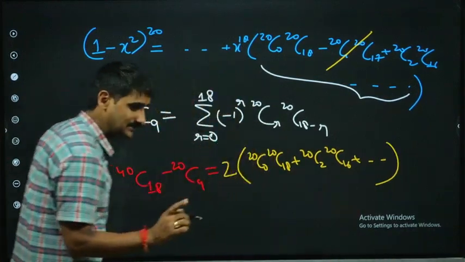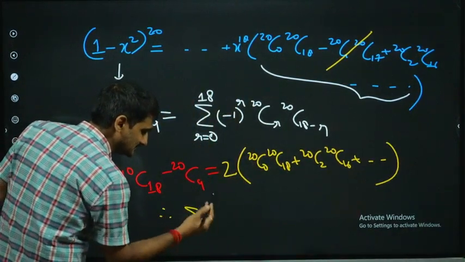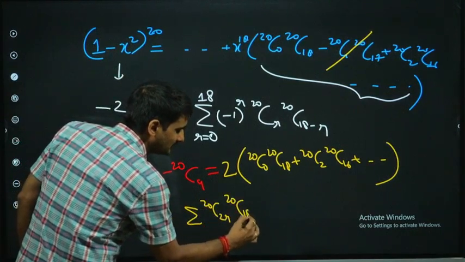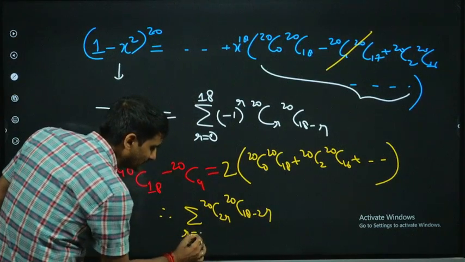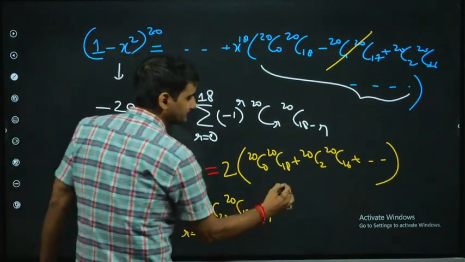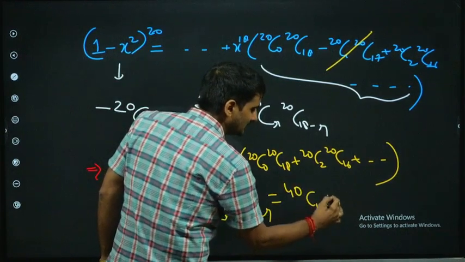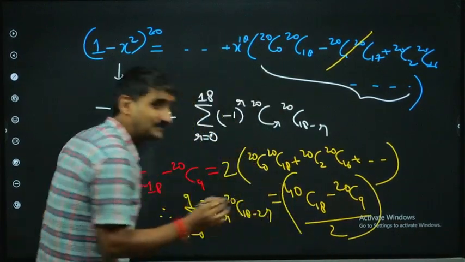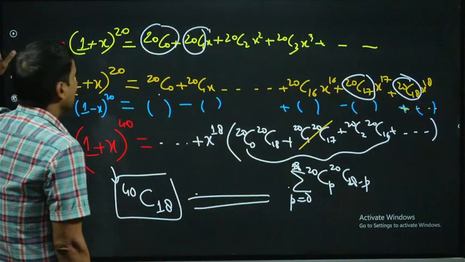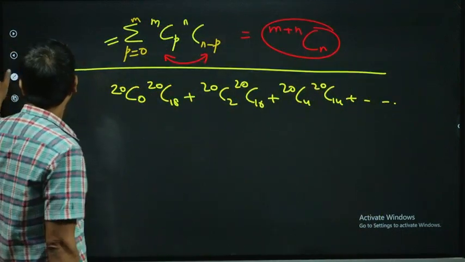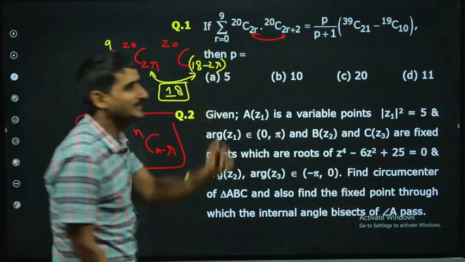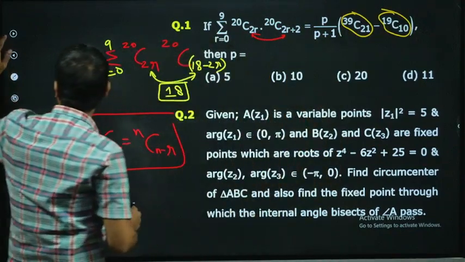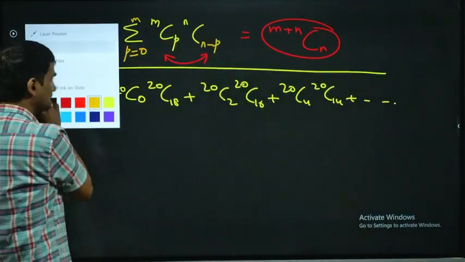That's our series. So the value of our series, which was 20C2R, 20C(18 minus 2R), R goes from 0 to 9, will be (40C18 minus 20C9) whole divided by 2. That should be the answer, but then again there's a catch. The answer is not given in direct form here. We need 39C21, 19C10. Okay, so I'll be rewriting it here.